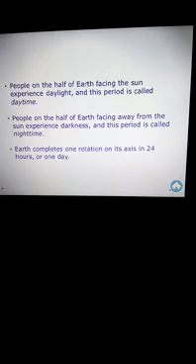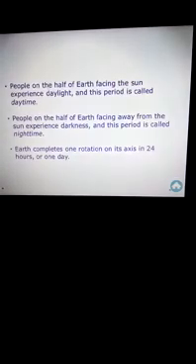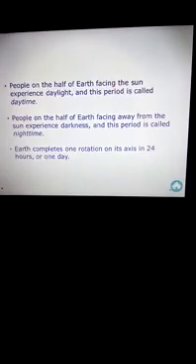People on the half of the Earth facing the Sun receive light from the Sun and experience daylight, and this period is called daytime. People on the other side, facing away from the Sun, cannot receive light from the Sun, and this period is called night time.